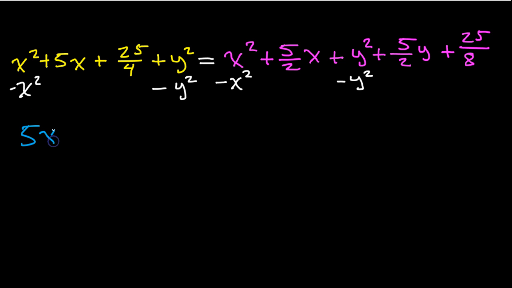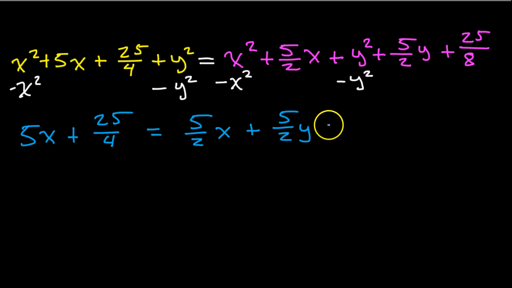Let's recopy this. So now I have 5x plus 25 over 4. Okay, so that's gone. And this is equal to 5 over 2 x plus 5 over 2 y plus 25 over 8. Alright, my next goal is to get one variable by itself. Usually I'll get the y by itself. Basically I'll try to rewrite this in the form y equals mx plus b, so I can do a substitution.